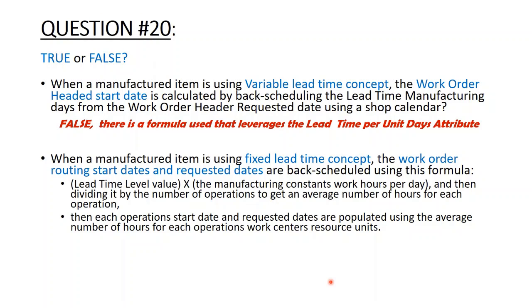When a manufactured item is using fixed lead time concept, the work order routing start dates and request dates are backscheduled using this formula. The first step is to calculate an average number of hours. It does that using a formula taking the lead time level value times the manufacturing constants, work hours per day, and then dividing it by the number of operations to get an average number of hours for each operation.